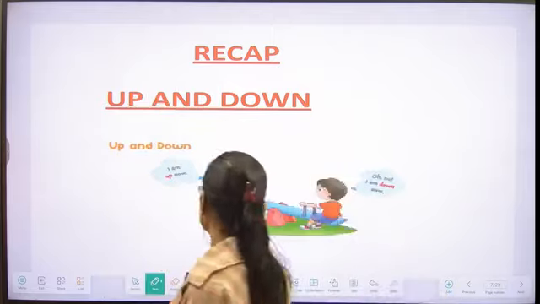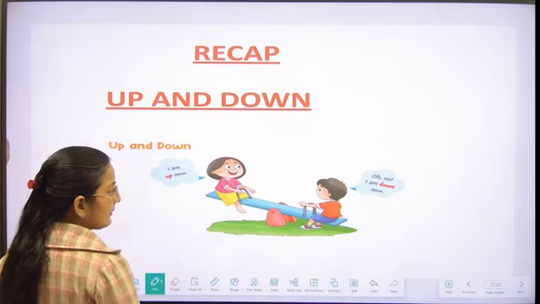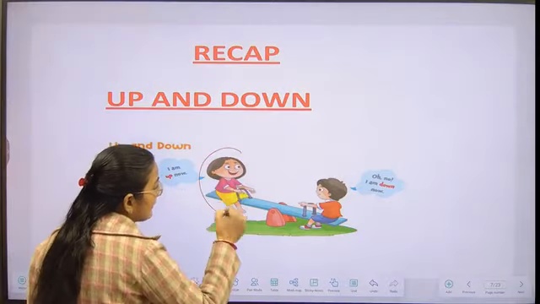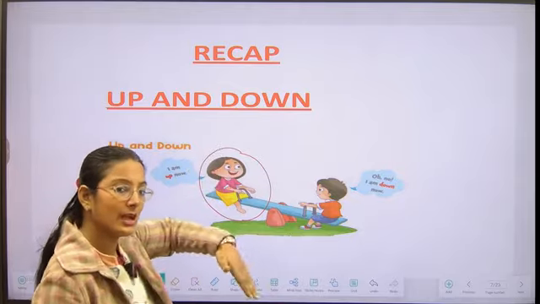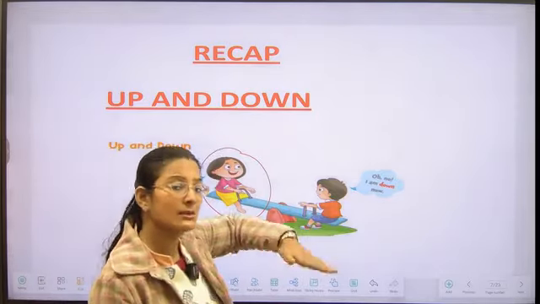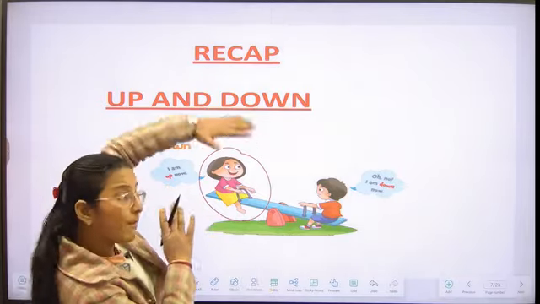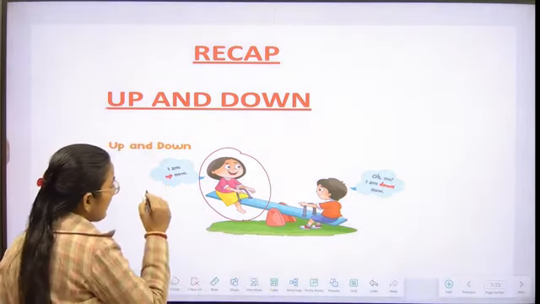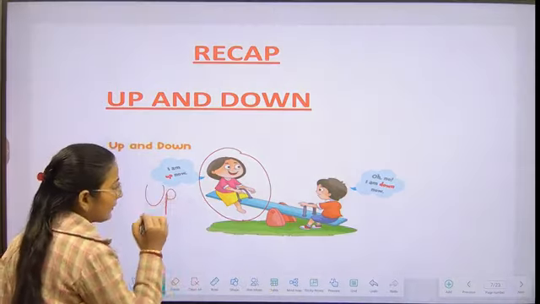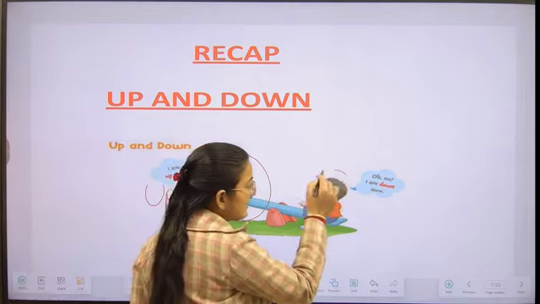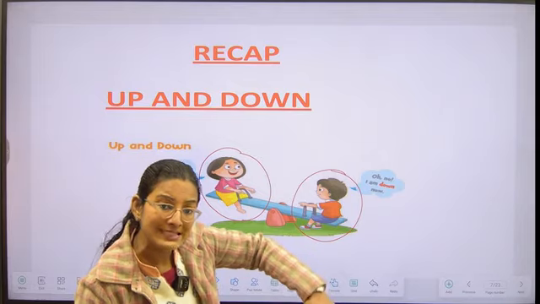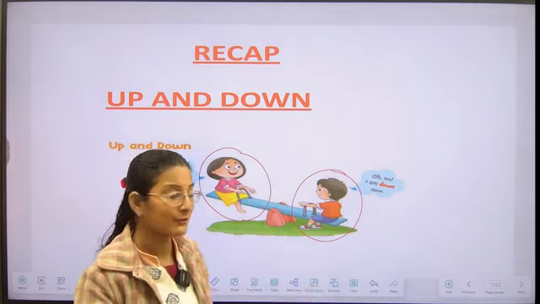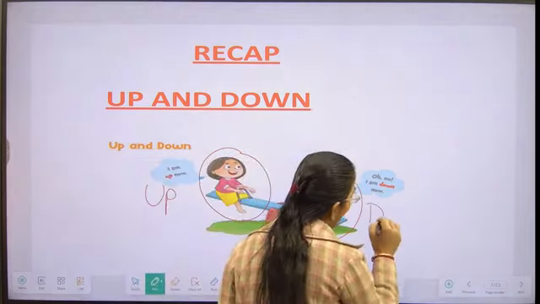So in this picture, what are we seeing here? गर्ल क्या है यहाँ पर? ऊपर है. गर्ल और बॉय क्या झूल रहे हैं? They are swinging on the seesaw. तो गर्ल कहाँ है? ऊपर है. So we are using up for that. And the boy is sitting downwards on the seesaw. नीचे बैठा हुआ है वो. So we are using the word down for that.